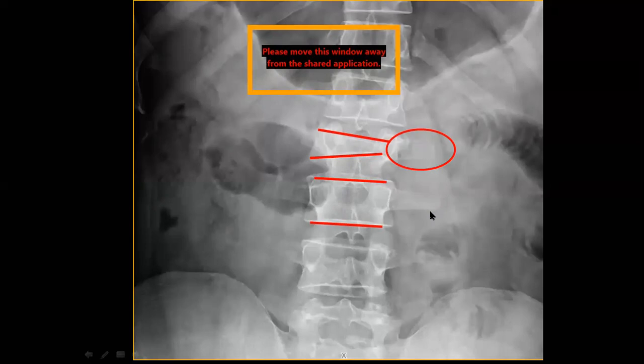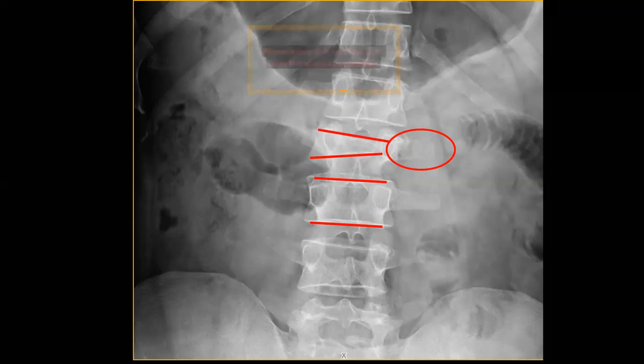So what is the importance of a transverse process fracture in the thoracolumbar region? In the thoracolumbar region, the transverse process serves as the bed for the kidneys. Whenever there is a fracture of the transverse process, you should suspect that there can be a renal injury also. You should check whether the patient is having hematuria or not. This is very, very important.